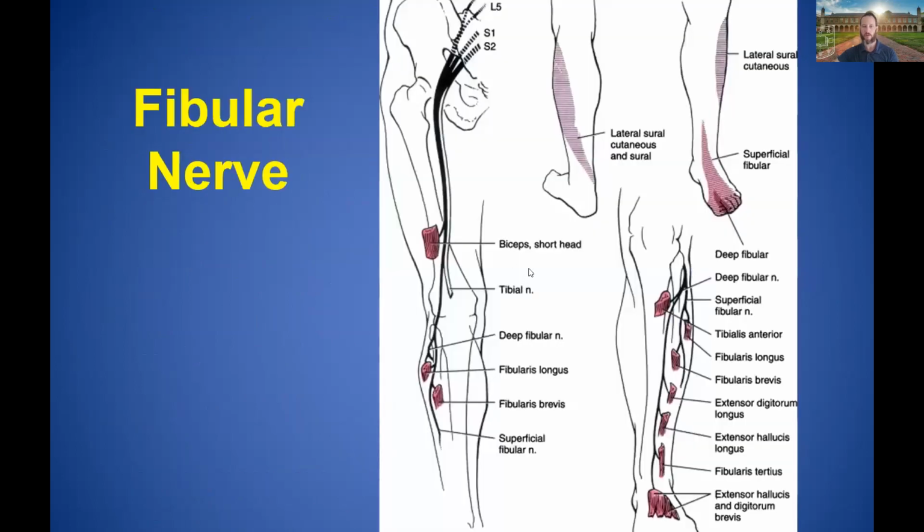Here's a graphical representation of the motor branches of the fibular nerve, as well as its more distal divisions and their motor branches represented here. And here is the dermatome of the lateral sural cutaneous nerve here and anteriorly here, as well as the superficial, and then between the first and second web space, the deep fibular nerve.